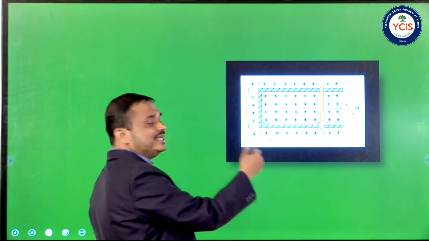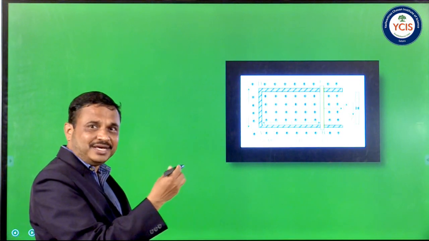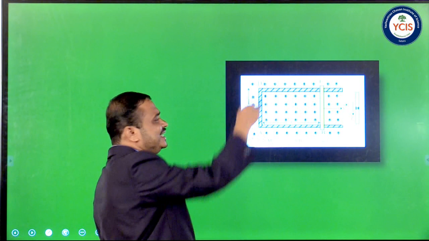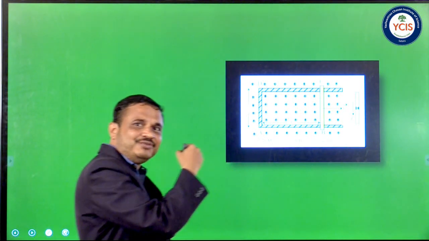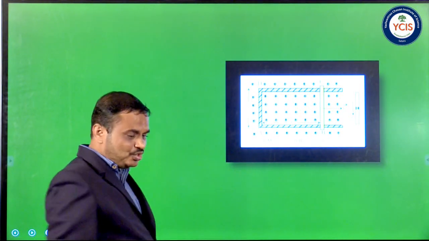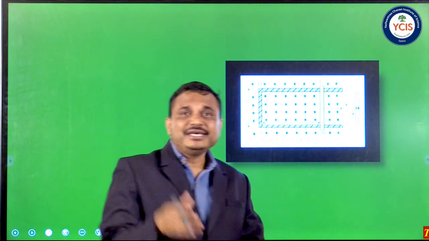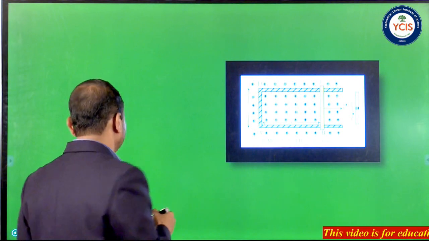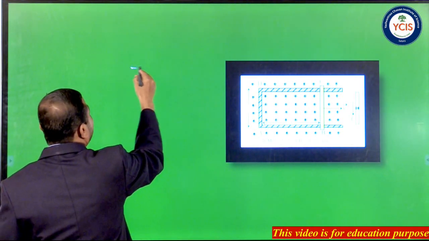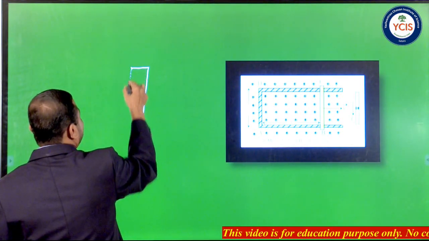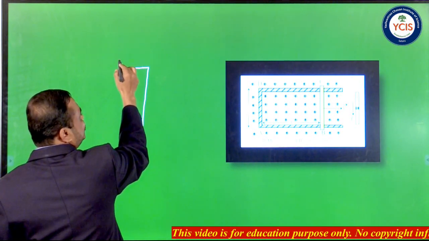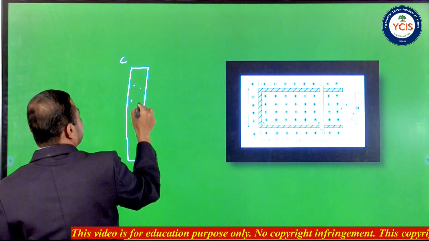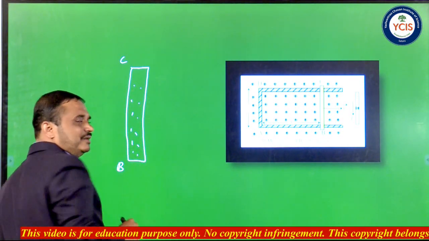The magnetic field is perpendicular to the plane of the figure, or the plane of the screen, and directed inwards. Suppose the length BC is L and it moves with velocity V towards the right. BC is a conductor, and we know that in a conductor there are free electrons. Suppose this is the conductor BC.